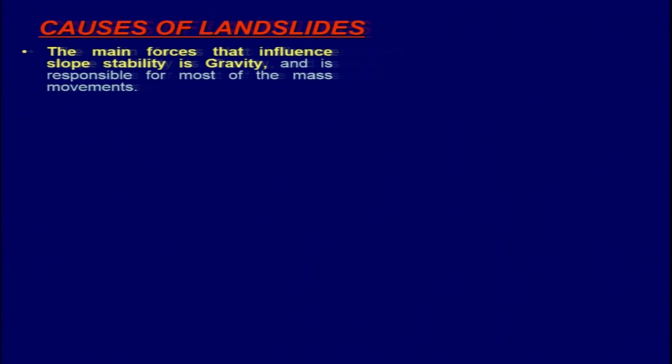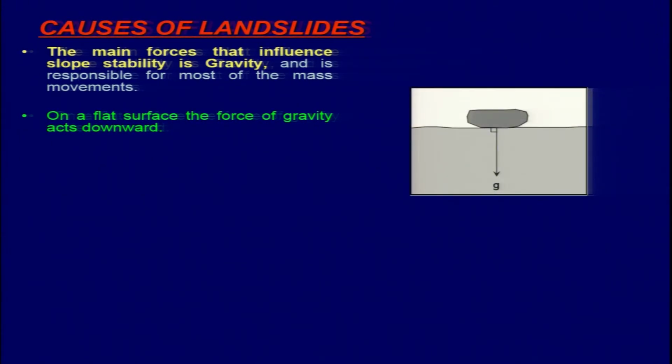So, causes of landslide. The main factor that influences slope stability is gravity, and it is responsible for most of the mass movement. On a flat surface, the force of gravity acts downward, that is your normal stress. So if you have a very flat surface, whatever the material you have, you don't have any driving force over here. The material will remain in a stable condition, it will not move, because this is very strong here.